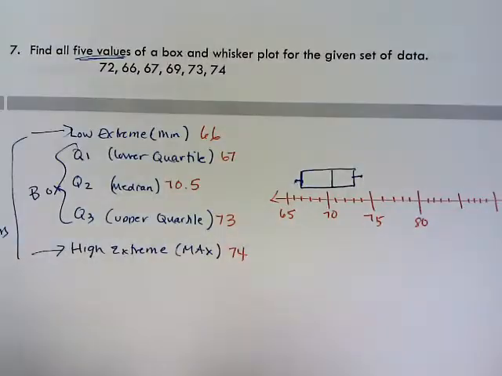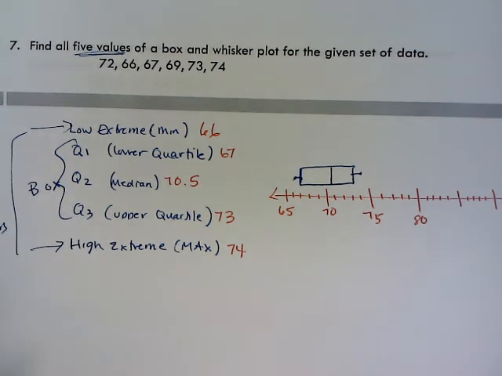Because my box is so squishy, with my whiskers being so squishy, it means all my data is so close together. All my data is not spread out very well. It's all close numbers.